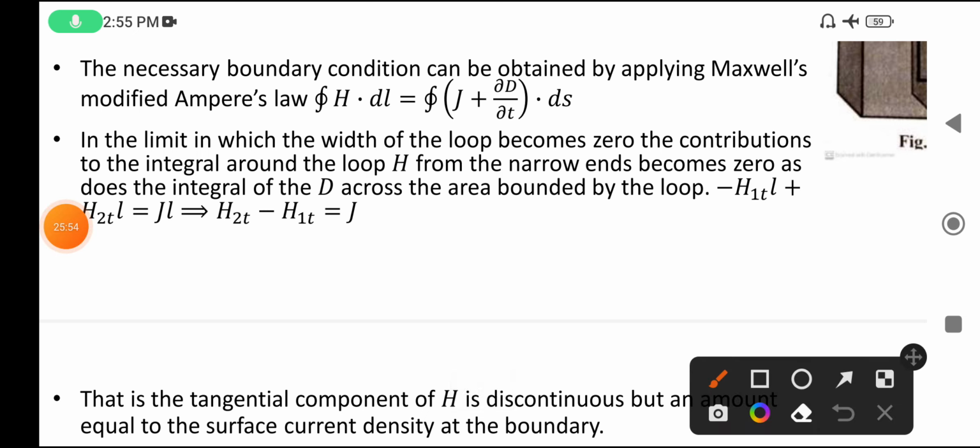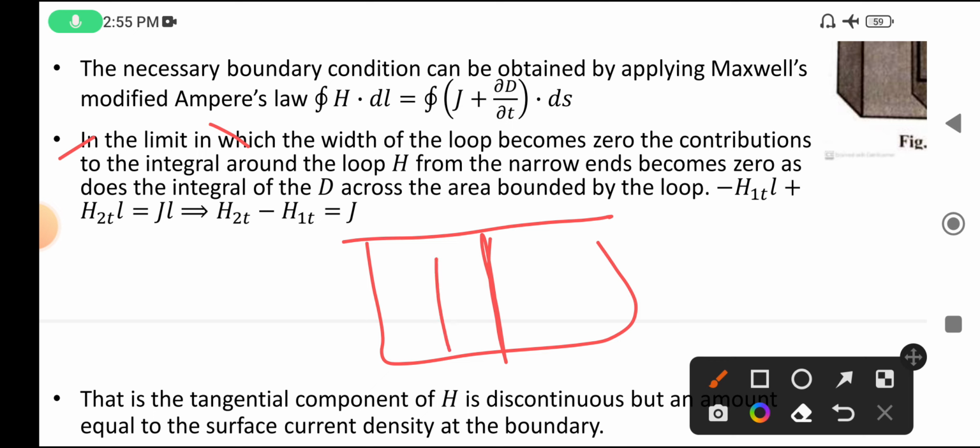Yes, in the limit in which the width of the loop becomes 0, right? When it is a boundary, just now we have taken a loop like this. So if you decrease the loop when it is very near to the boundary, then its width becomes 0. The contribution to the integral around the loop of H from the narrow ends becomes 0, right? So the narrow ends' total field also becomes 0. Does the integral of D across the bounded area of the loop vanish?